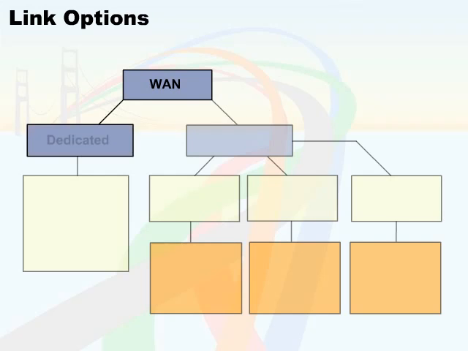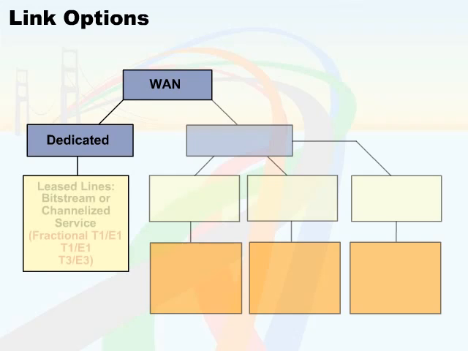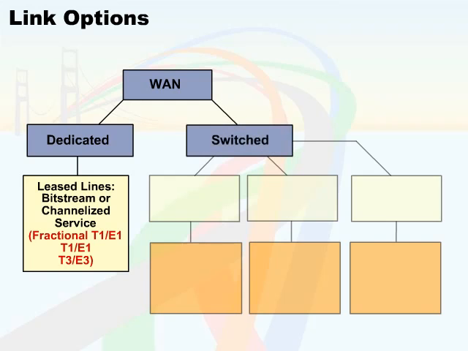We have a dedicated option, which is going to be probably the highest speed option that we're going to find. It's also the most controllable. In this option, we actually lease and we don't share the connection with anyone else. Something like T1 or T3, or even a fractional T1, can be leased from a service provider, and we'll actually own all of that bandwidth. This connection typically comes with a higher cost per month, but it does give us much more control and a higher bandwidth connection. We also have switched connections.